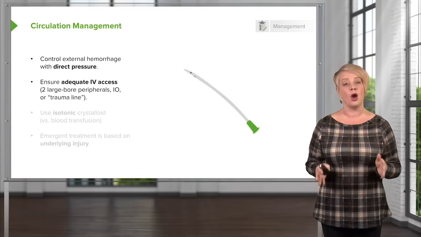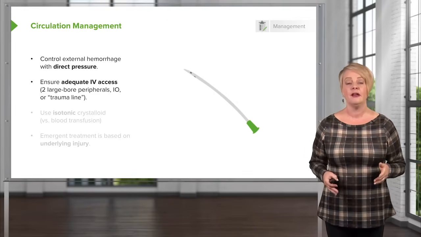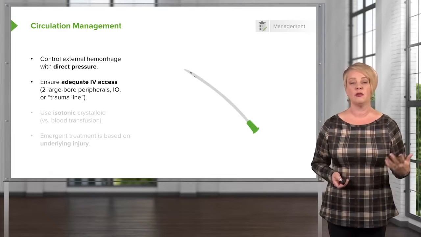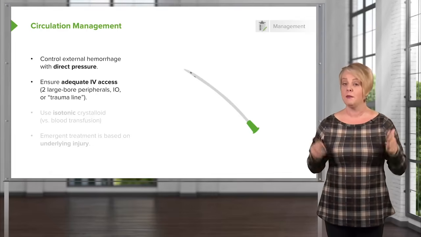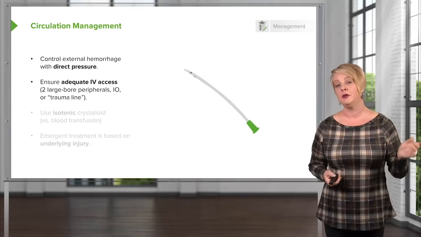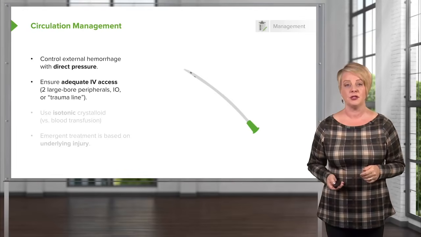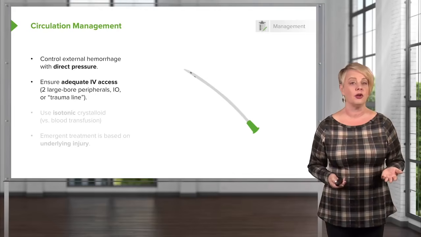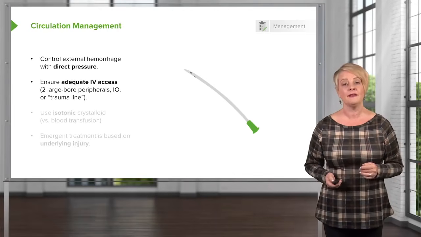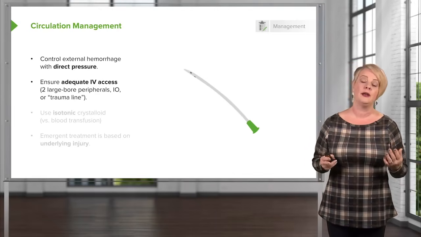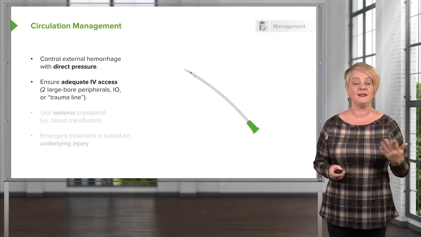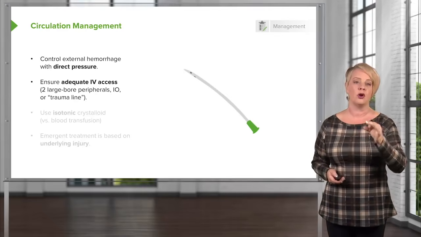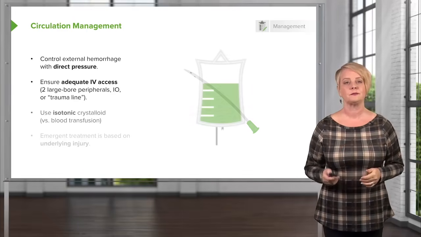This means 2 large bore peripheral IVs. So you don't want just one, you want 2 because you want a backup in case yours falls out or infiltrates. You want to make sure they're large bore so that you can get a lot of fluid through them if you need to. If you can't get large bore peripheral access, you have other alternatives. You can place an intraosseous line or you can place a trauma line, which is a specialized central venous catheter that's very large in diameter and allows large volume resuscitation.